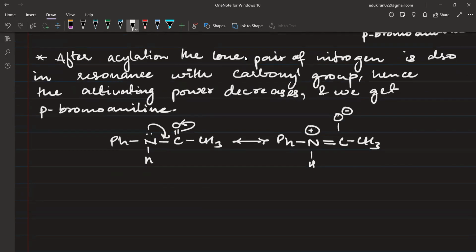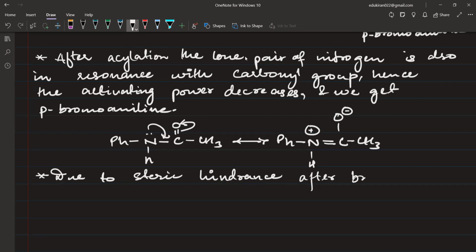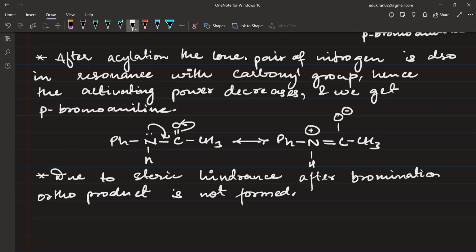Also, right, it's due to steric hindrance after bromination. Ortho product is not formed.